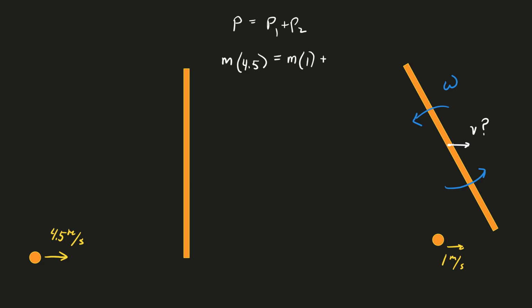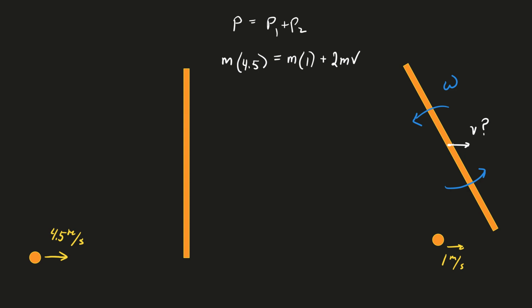Oh, the rod's doing, I put capital M times velocity. Okay. I'm not going to put capital M because I know something about the mass of the rod. It's twice the mass of the ball. So I'm just going to put 2M if that's okay. And do we know the rod's velocity? No. So for that, we'll just put V.